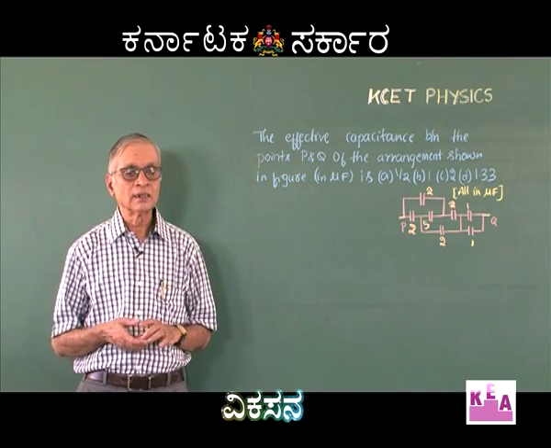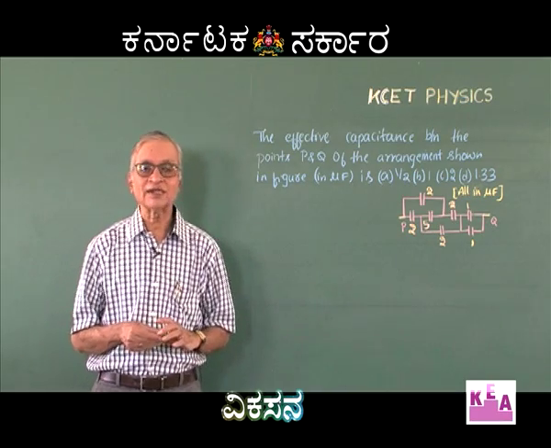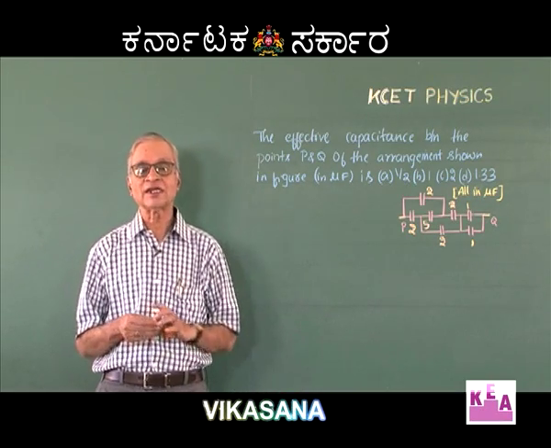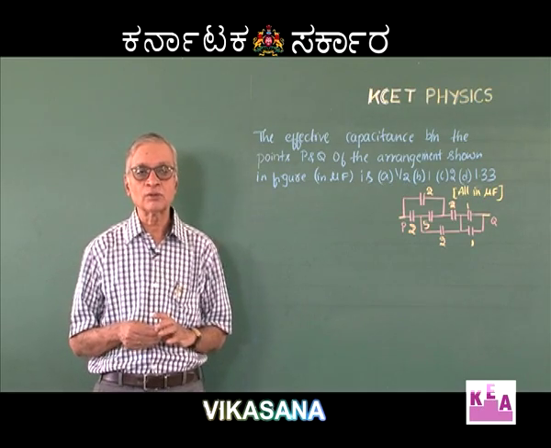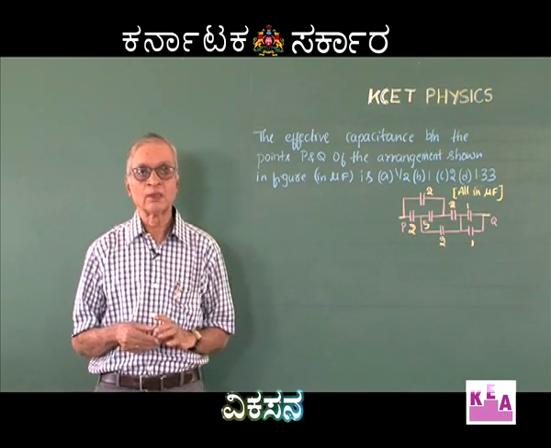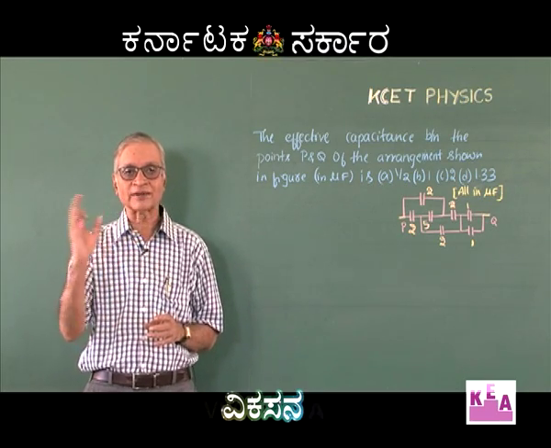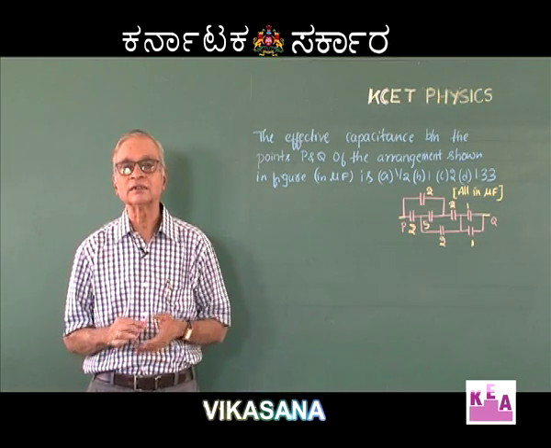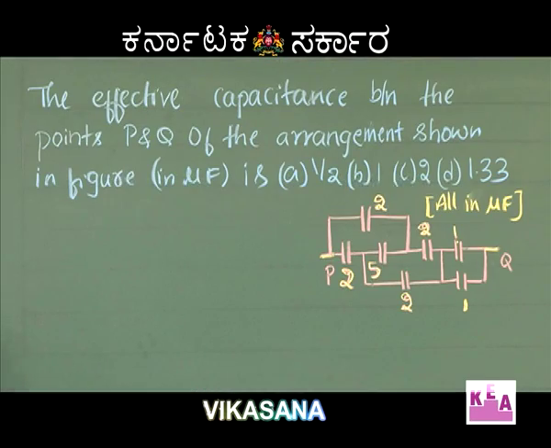There is one very powerful method of finding the equivalent resistance or equivalent capacity, and that method is called successive reduction method, where the circuit is analyzed part by part and the equivalent resistance or capacitance is found. To illustrate this process, let me take this question.